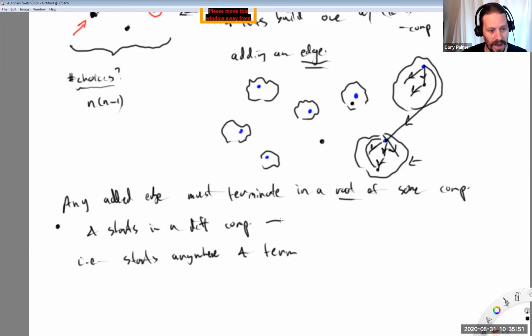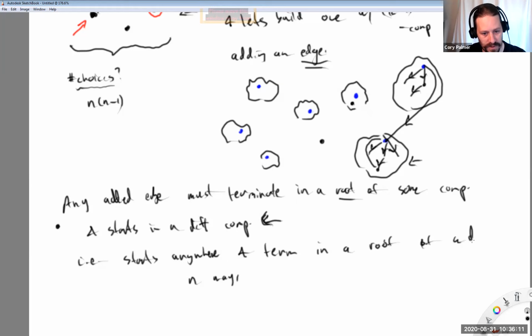Here, I don't know how to count it this way because I have k choices for the roots, but then how many other vertices can I choose for the start? Well, it depends on the size of the component that I started with. But if I choose the starting point first, there's n ways, and it terminates in a root of a different component, then there's k-1 choices for this, because there's k total roots, and I have one root out of the running, right? If I say I'm going to start my edge with this vertex here, that root can't be the end of it, but any of the other k-1 roots can be it.